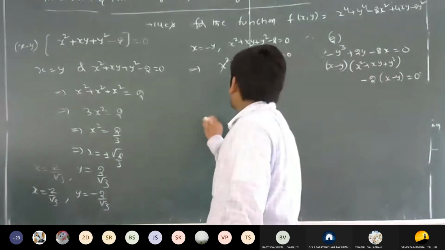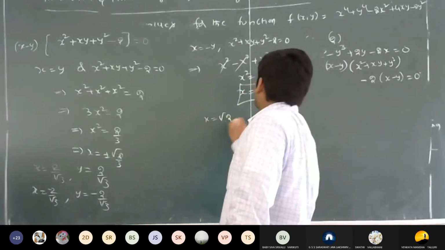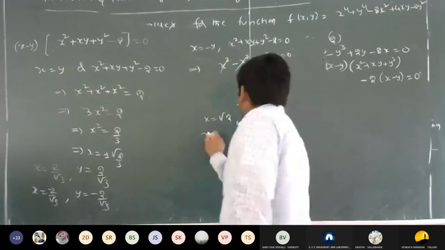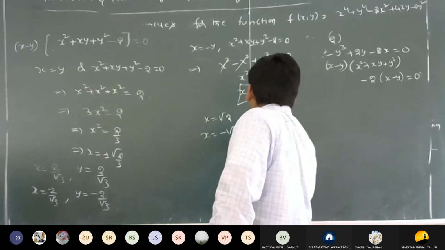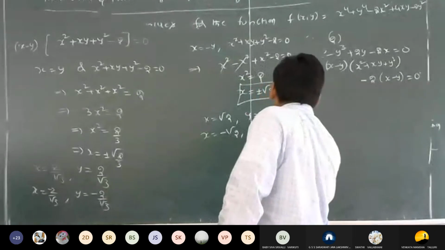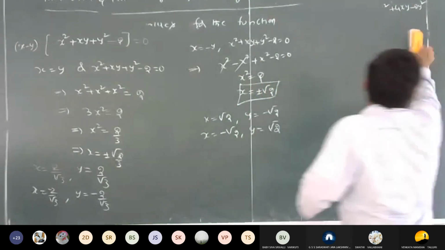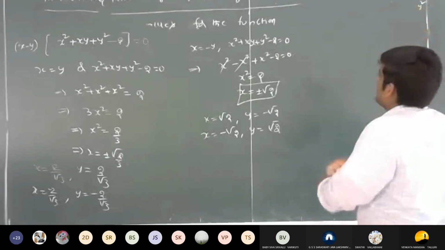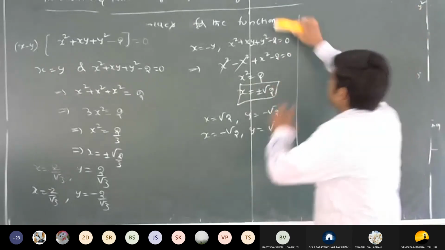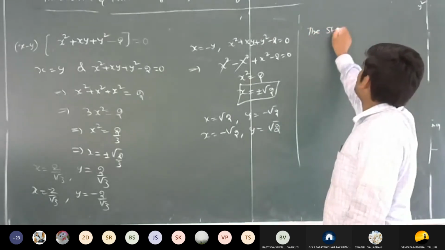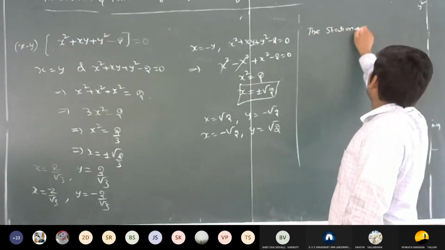So if x is equal to root 2, what happened? y is equal to minus root 2. If x is equal to minus root 2, what happened? y is equal to root 2. So therefore, the stationary points are.